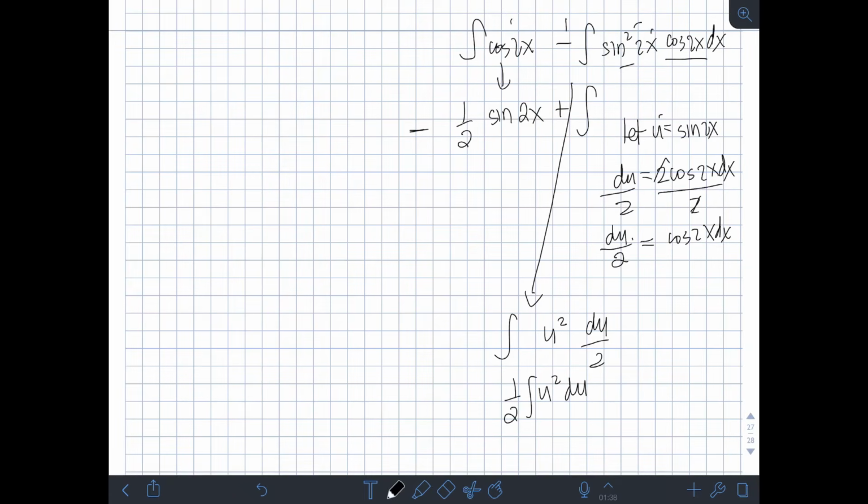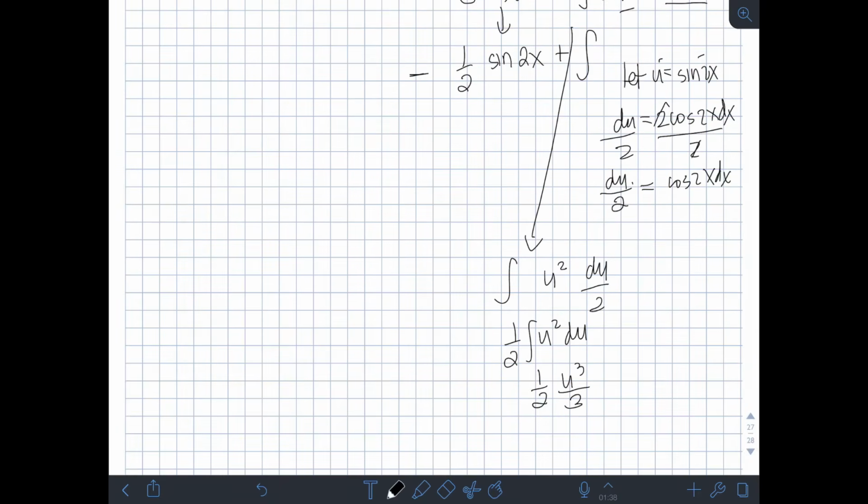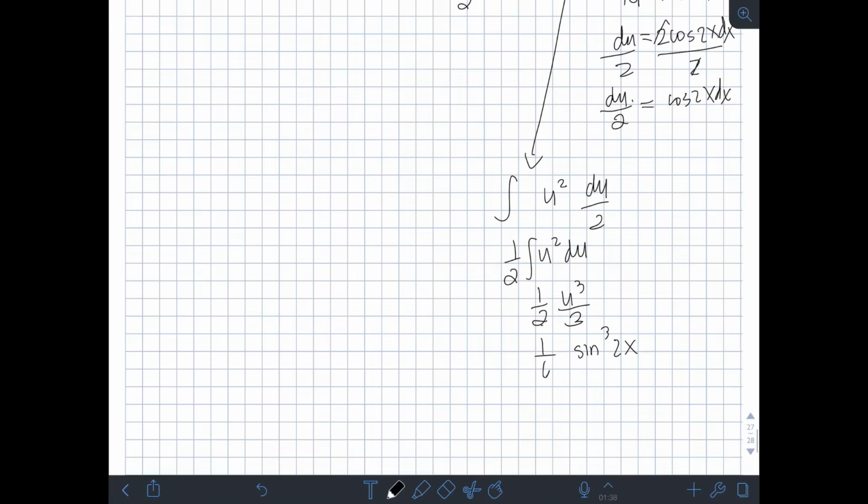So, 1/2 integral ng u squared du. Labas si 1/2. Power formula, 1/2 u to the third over 3. Then, yung u is originally sin 2x. We have 1/2. So, times 3 pa pala. So, 1/6. 2 times 3, 6. Then, sin cube 2x. Okay?